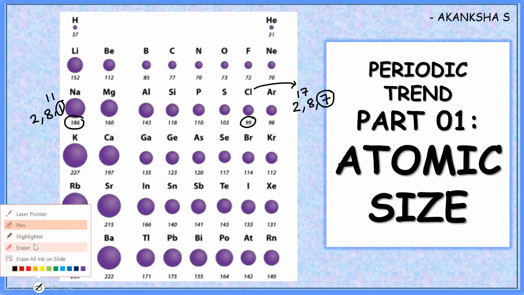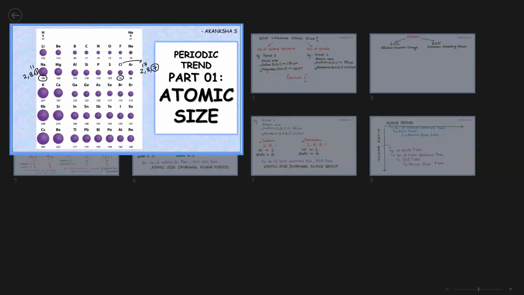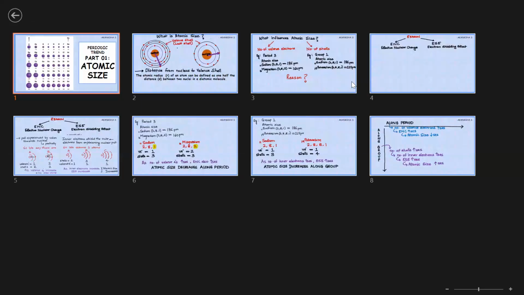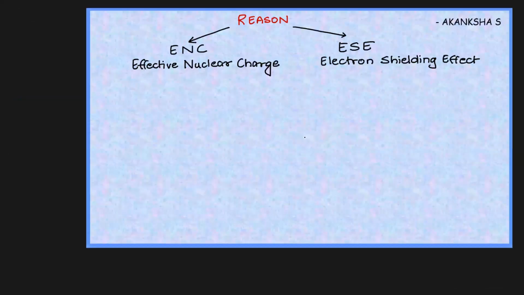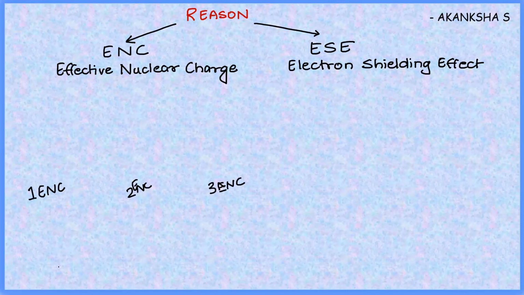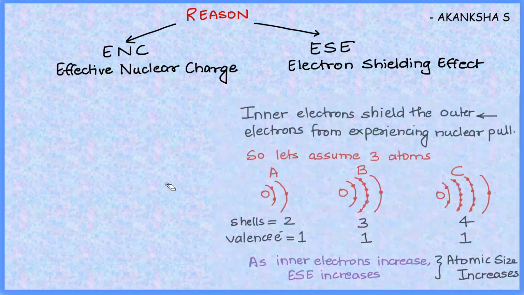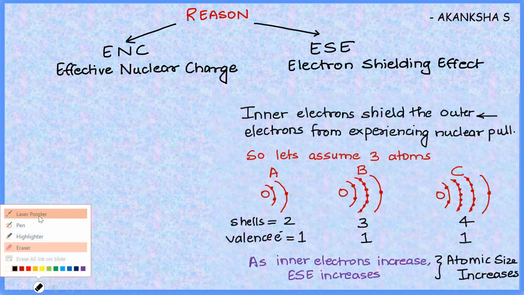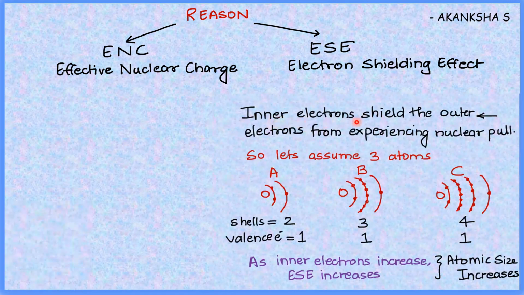We'll be discussing the examples in detail. This is just for you to understand beforehand. That was effective nuclear charge, correct? Let's see ESE. What is ESE? Electron shielding effect. What is electron shielding effect? In layman's language, electron shielding effect means the inner electrons shield the outer electrons from experiencing the nuclear pull. What does this mean?